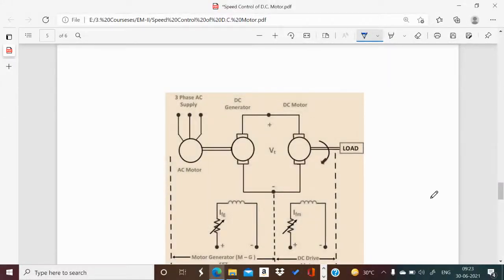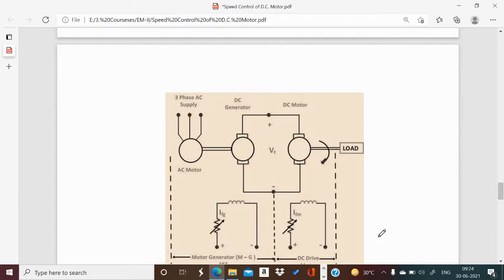In this method, what will happen? We take two motors. One will be this motor. This is a three-phase induction motor. It is connected with a generator, and this generator is responsible for developing the voltage as per requirement. For example, this will be the main motor.